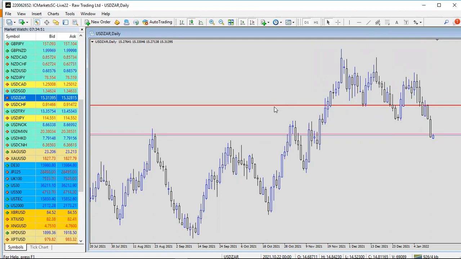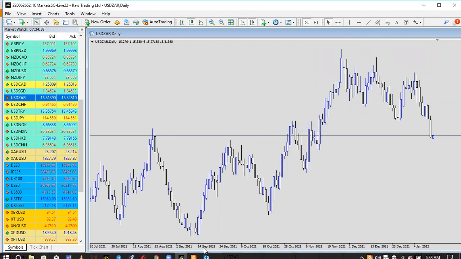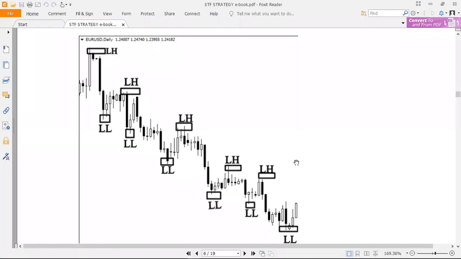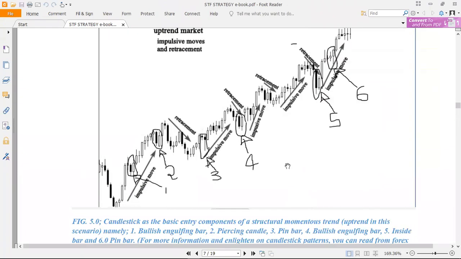So tomorrow we'll discuss the candlestick patterns in our next lesson and see how you can be able to use the candlesticks. Of course, we want to go to the theoretical background and see how you can be able to use such candlesticks, so that from there you can see these are the candlestick patterns.